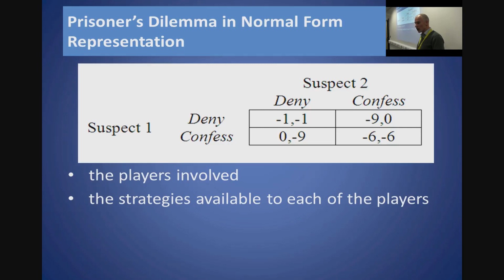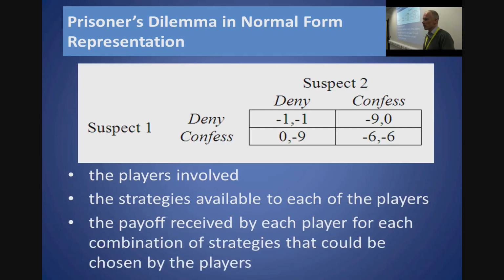Secondly, we'll also have the strategies available to our players. So our players in this game, suspect 1 and suspect 2, are choosing over the potential options, the strategies, of deny or confess. So there you go. That's the second aspect of our normal form representation. The third aspect, and the crucial aspect for all of this, are the payoffs that the players receive from any combination of strategies. And that's what we've just talked through.